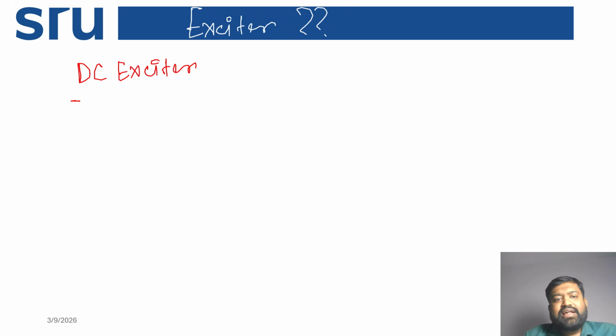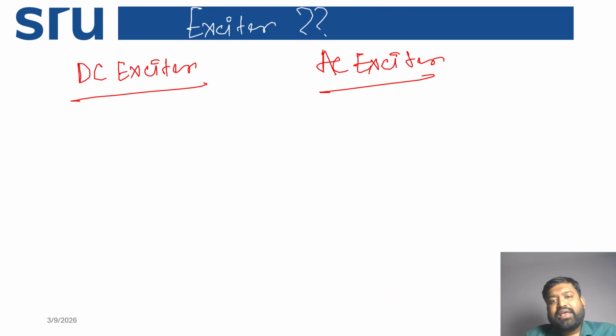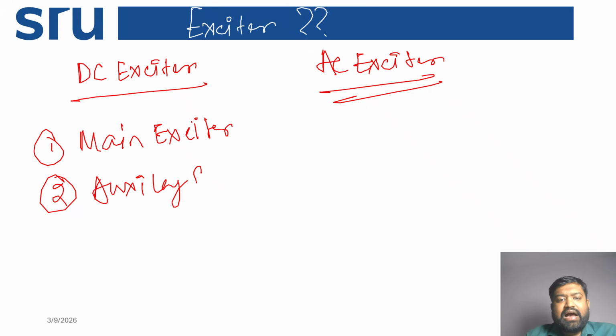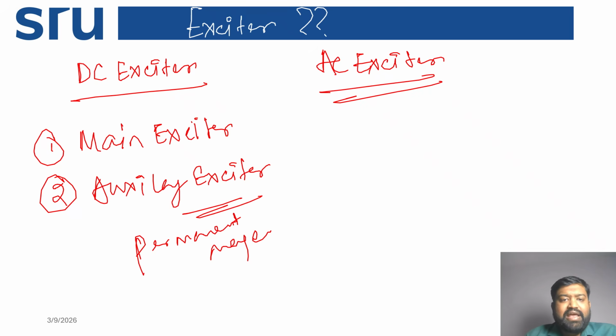What are they? DC exciter, and another one, the AC exciter. In the case of the DC exciter, there is one main exciter which is used to excite the rotor. Another one is the auxiliary exciter. In this auxiliary exciter, we can use a permanent magnet to excite the main exciter, and the main exciter will excite the rotor.